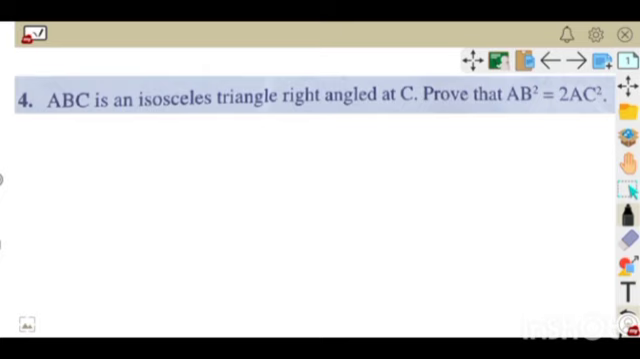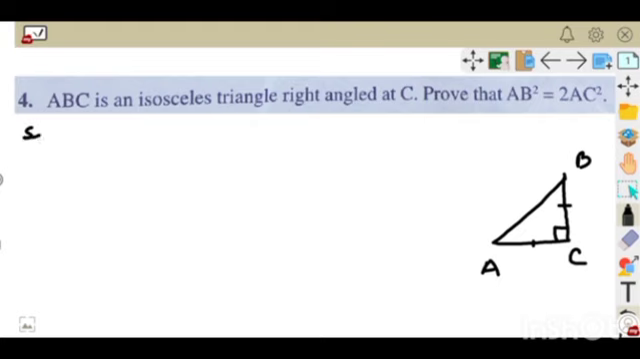Okay, now let me draw here. I'll draw one side here and let me draw another side. Okay, and this is 90. I'll take this right angle as C, and here A and here B. Now we have the triangle ABC. This triangle is an isosceles triangle because I have taken here AB and AC are equal. At the same time, angle C is 90 degrees. This is the figure that we have. Prove that AB square equal to twice AC square.